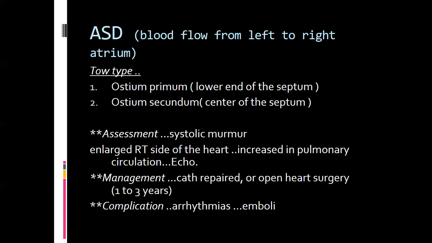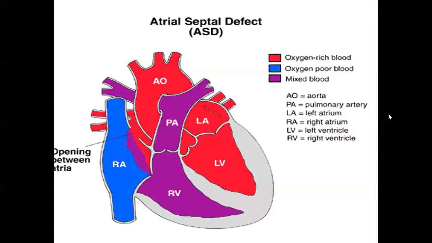Now the complications of these cases: most importantly, the patient can develop arrhythmias, abnormal heart sound, and abnormal heartbeat, and they can also have an embolism, which can be caused by a form of occlusion of the vessel wall. Okay, now this is also a gross picture, the gross features of the atrial defect, with the right side of the heart becoming enlarged.